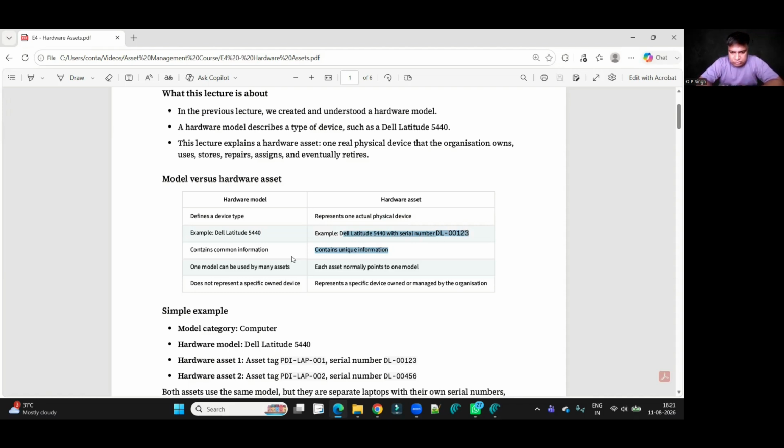I'm not going to repeat all about the model here. Please watch the last video. A model contains the common information, and I told you the asset contains the unique information.